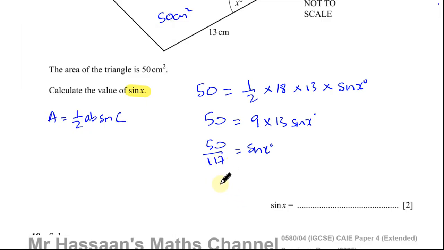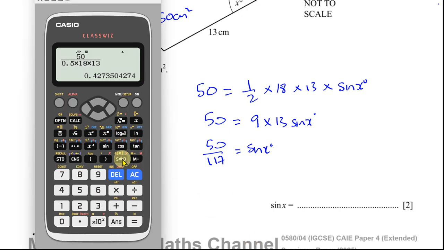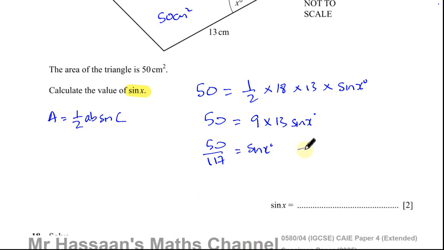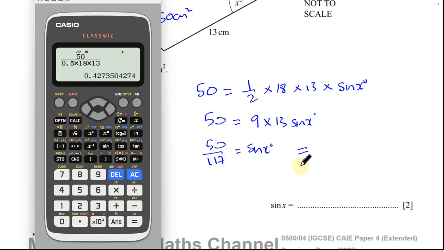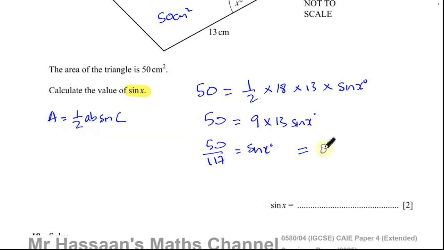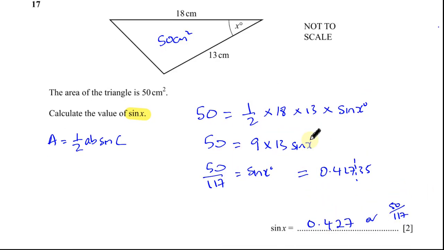Okay, so we can say sine x is equal to this, or we can write it as a decimal, round it. Both of them would be perfectly fine. So we could write this as sine x equals 0.42735. If we rounded that to 3SF, you get 0.427. We could also write 50 over 117. Both would be perfectly fine. And there we have the answer to this question, question number 17.